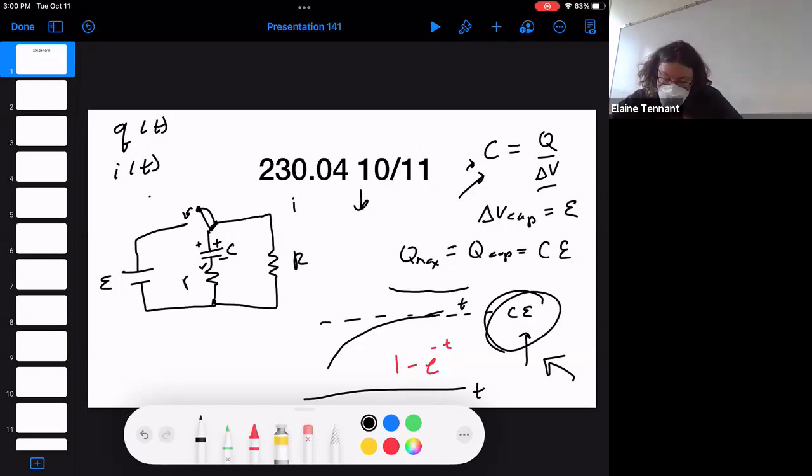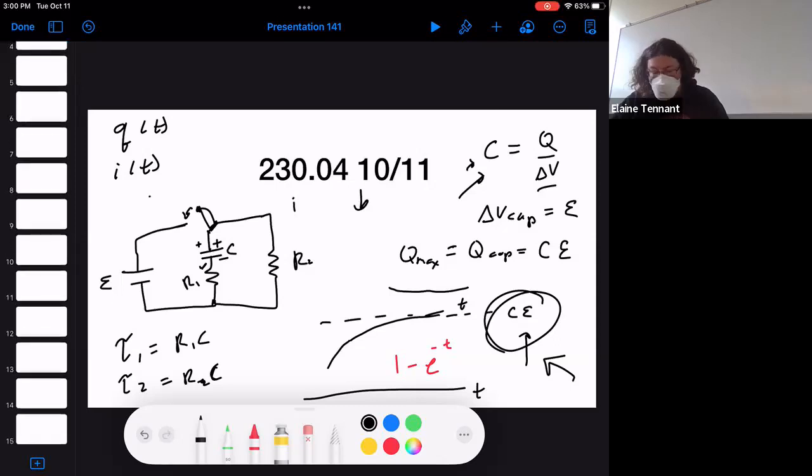One thing to note, I didn't do it, I'm probably not going to stick to it, is that your charging resistor might not be the same as your discharging resistor. So while your charging time constant might be R1 times C, your discharging time constant might be R2 times C. So make sure when you're plugging in for your resistor, you plug in the correct resistance. Does that make sense? Okay.